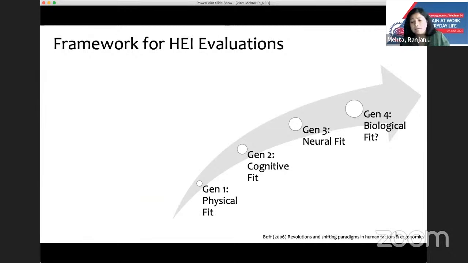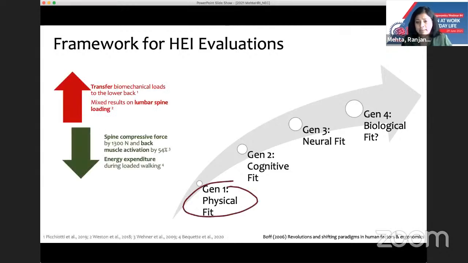So when we look at the evaluations for exoskeletons, we could think of a lot of different ways. The primary way for evaluating exoskeletons has been the physical fit. So whether the exoskeletons reduce loads on the individual. There have been several studies in the last 3 to 4 years that have documented these physical fit evaluations. We have found that exoskeletons have positively reduced spine compressive forces. They have reduced energy expenditure for the same task that someone would do without an exoskeleton.